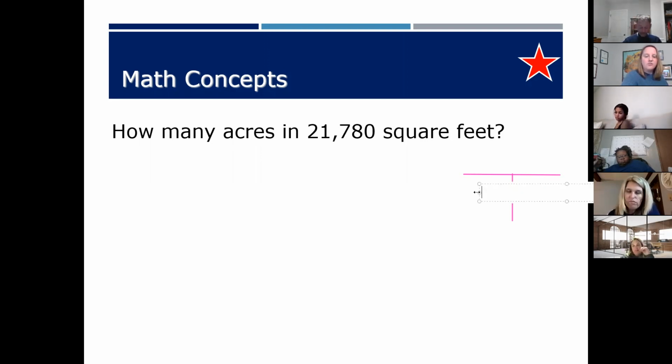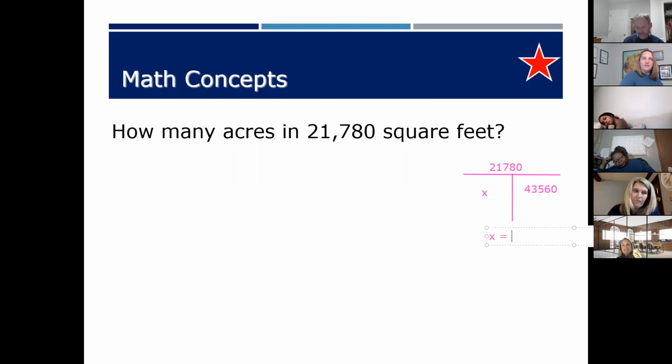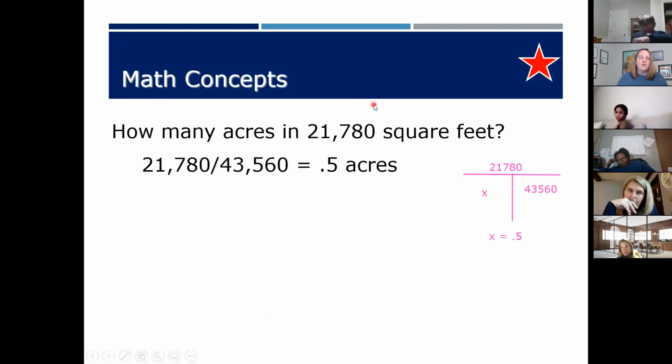I'm solving for acres, which is my X. My 43,560 goes in the bottom right. Square feet goes on top. I take 21,780 and divide it by 43,560, and I get half an acre. Or if you don't like the T-bar yet, you just remember that you take square feet divided by acres to get half an acre. All we're doing is converting square feet to acres.